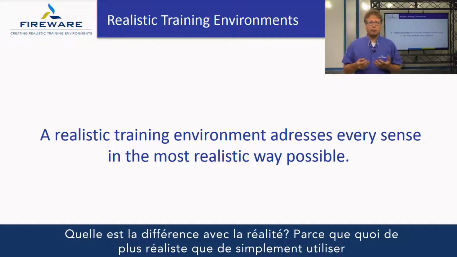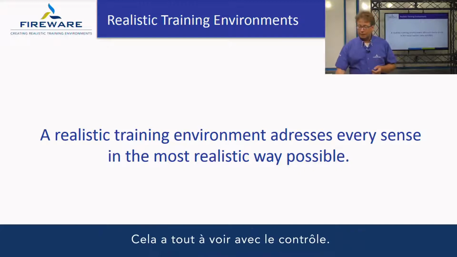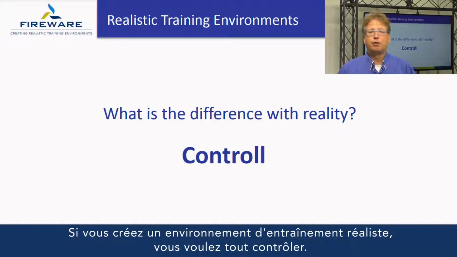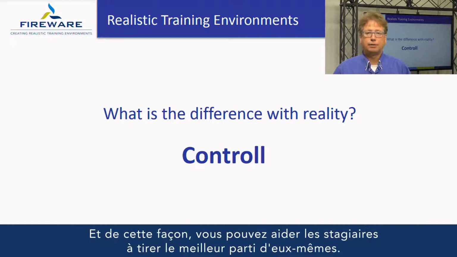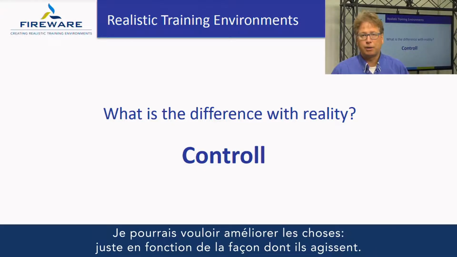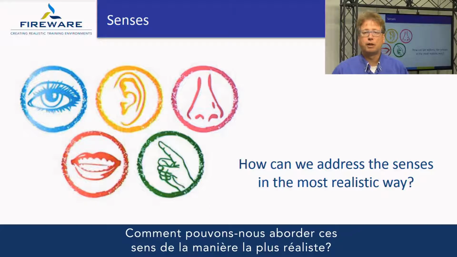Where is the difference with reality? Because what would be more realistic than just using a bunch of matches and lighting a house or putting a car on fire? That has everything to do with control. If you create a realistic training environment, you want to have control over everything. In this way, you can help the students to get the most out of themselves. I want to make it decrease, I want to make it increase, I want to make things worse, I want to make things better, just depending on how they act. It's very good to realize that, and ask yourself the question, how can we address these senses in the most realistic way?